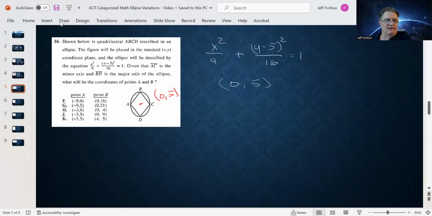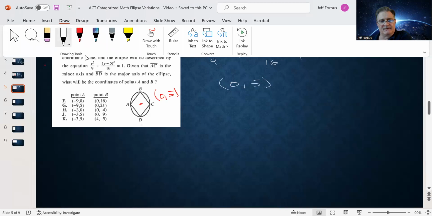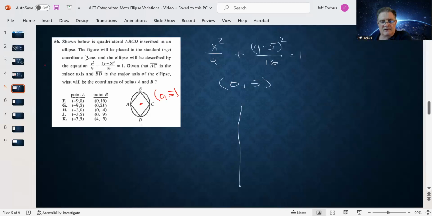If I were to sketch this, it'd be better if I just sketch it. 1, 2, 3, 4, 5, and then it's going to continue to go up, right? So 1, 2, 3, 4, 5. Here's our 5. This is where the center would be. It's hard for me to draw that on top of the figure. Now we know A is out here somewhere, and then we know B is up here at the top somewhere.